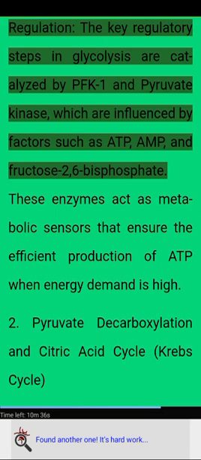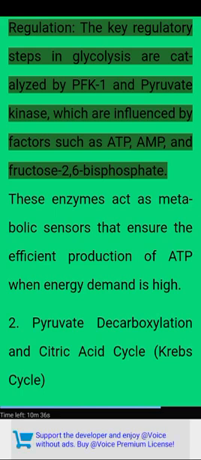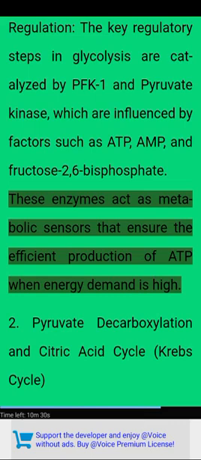Regulation: the key regulatory steps in glycolysis are catalyzed by PFK1 and pyruvate kinase, which are influenced by factors such as ATP, AMP, and fructose 2,6-bisphosphate. These enzymes act as metabolic sensors that ensure the efficient production of ATP when energy demand is high.